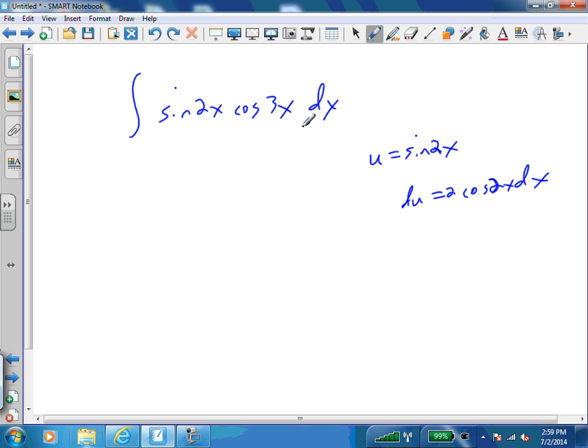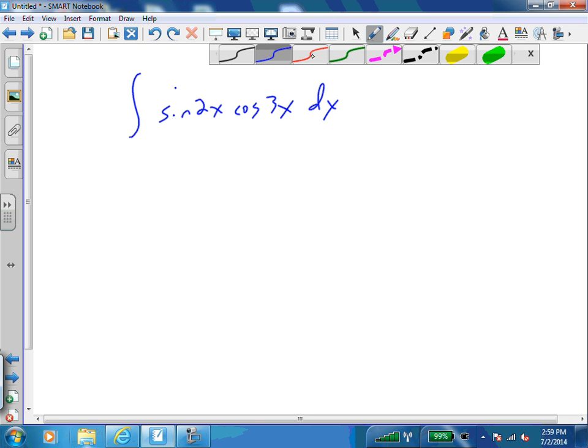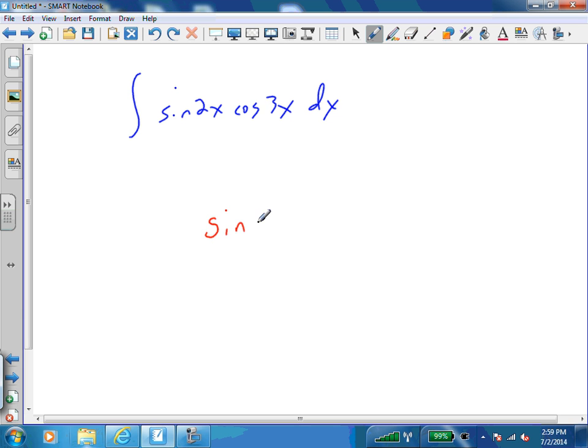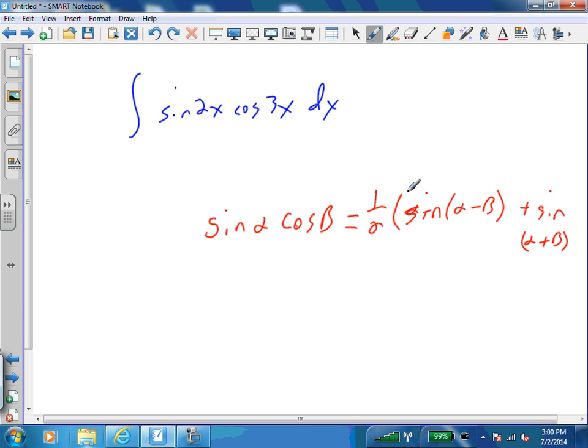So if these are different angles, we actually have to use an identity. And you may remember from trig that if we have a product of sines or a product of cosines, the way we did it in trig, if we have this, it comes out to 1/2 sine of alpha minus beta plus sine of alpha plus beta. Does that sound a little familiar? When we did that chapter on identities.